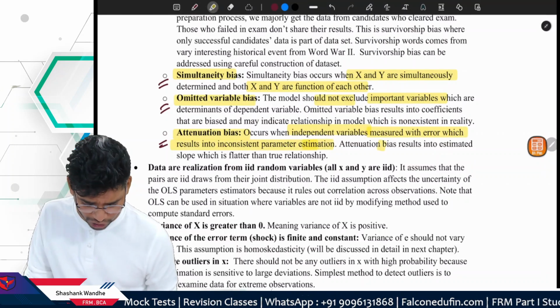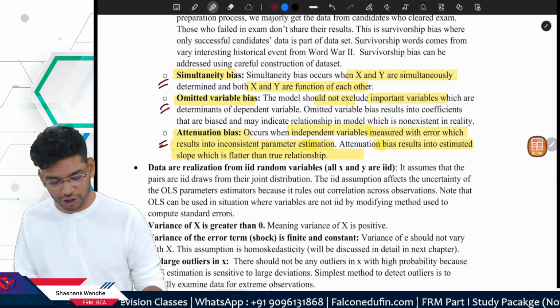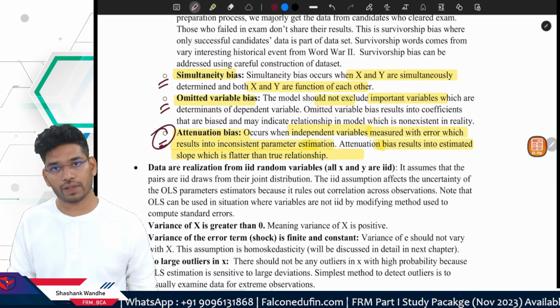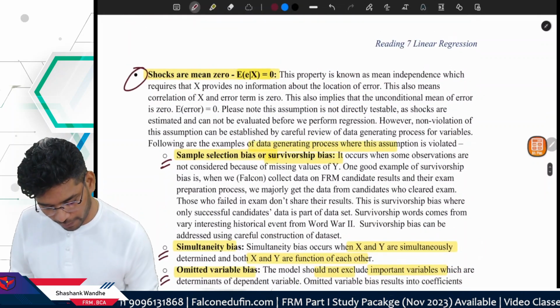So attenuation bias results in an estimated slope which is flatter than the true relationship. This is what you need to remember for the examination. There is no alternative. Okay, so these are all the properties you have to remember. So this was the first property. What is the first property?